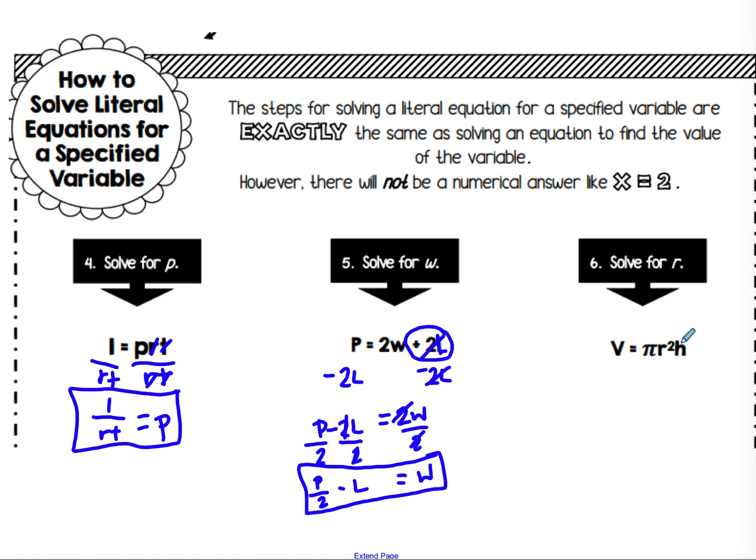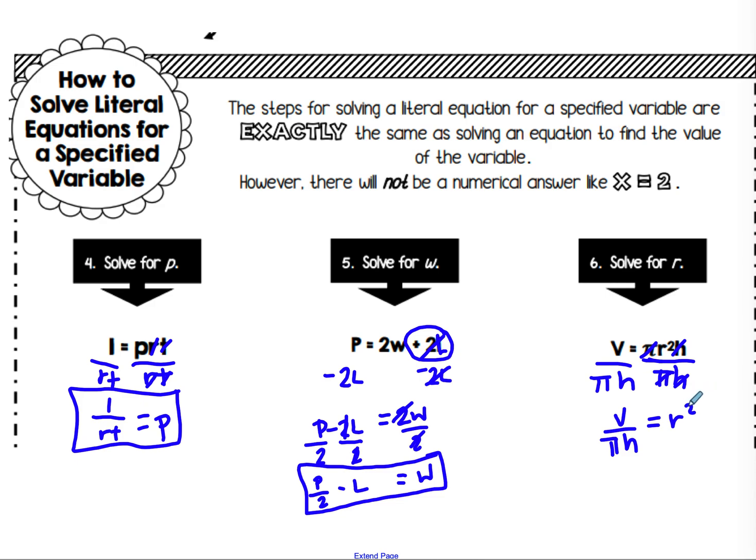Pi times radius squared times height. All of those variables next to each other mean multiplication. If I have to get rid of it, I have to get rid of it with division. So I'm going to divide this whole thing by pi and h, because those are the things I want to move. Okay, let's try that again. Pi times h. Pi divided by pi is 1. H divided by h is 1. I'm left with r squared. So I have volume divided by pi times height equals radius squared.